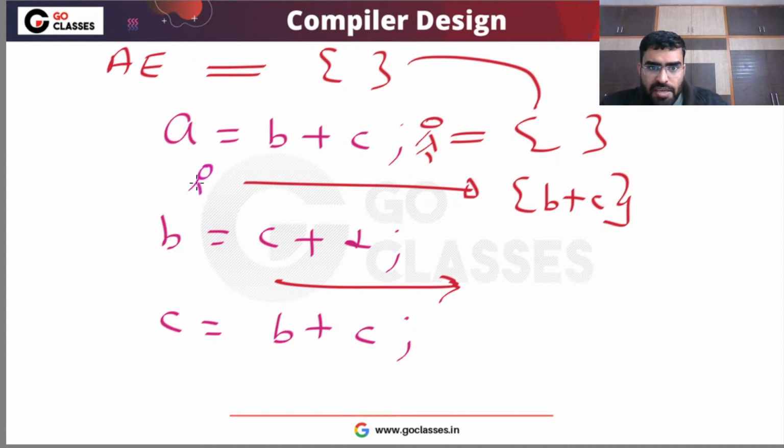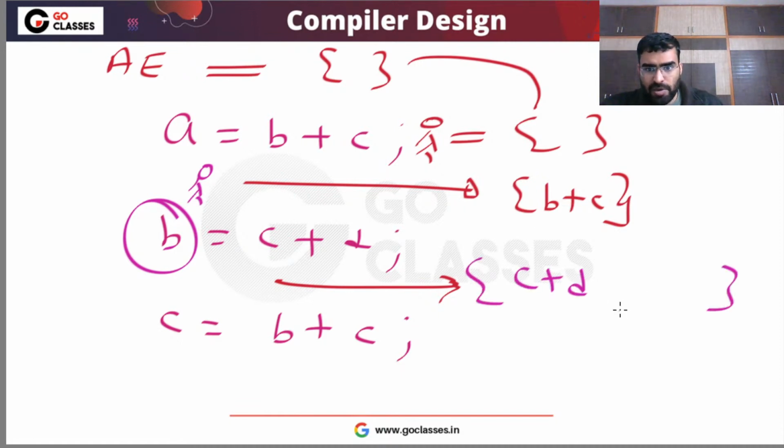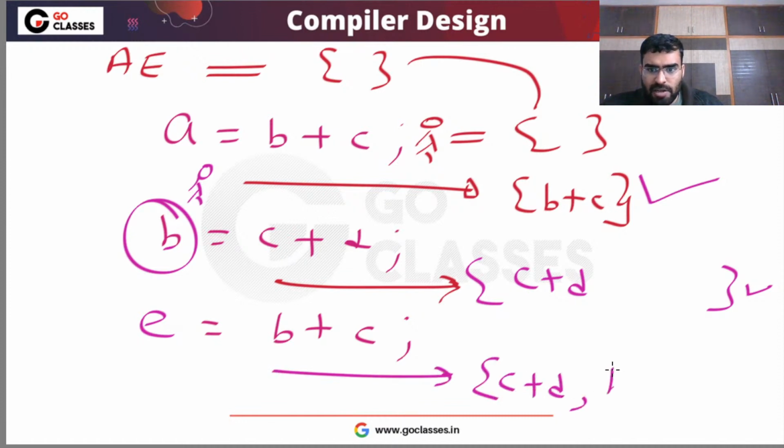You can notice here b plus c is available, but now b is changing, we are changing b, so this b plus c is not available now. Now c plus d is available, and b plus c is not available. Remember this point. And what is available here? Here c plus d is available, b plus c is available, correct.